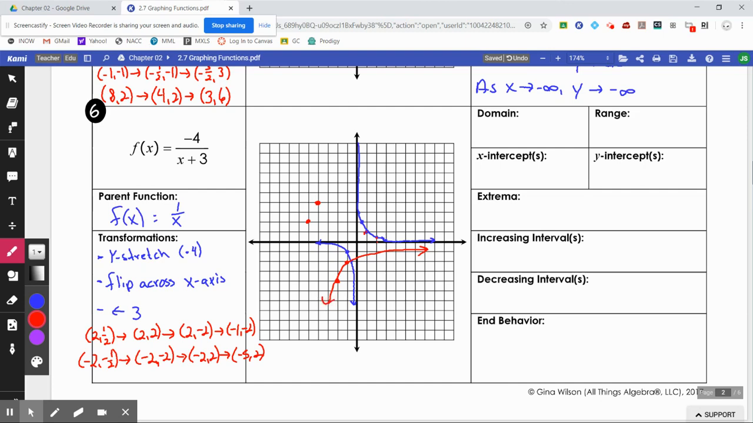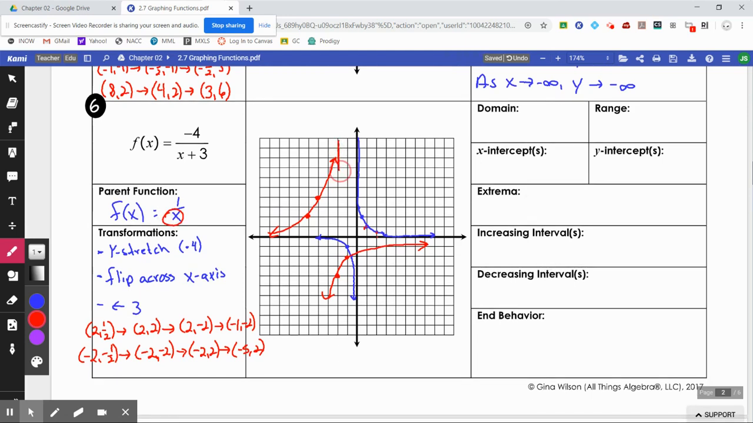Here and here would be our new looking graph. We do have an asymptote line, and before we had an asymptote line at 0. Now our asymptote line is going to be over here, actually I drew it a little bit off. It should have come up and done this. That asymptote line is going to be at... I'm just going to put x can be anything except for -3.